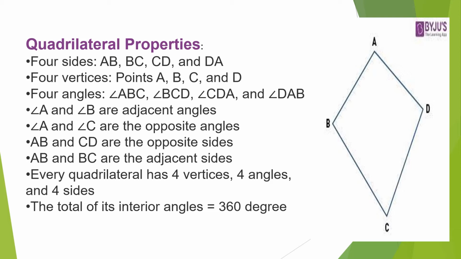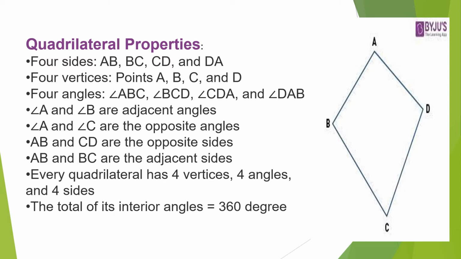Totally, there are 4 pairs of adjacent sides in a quadrilateral. Which are they? Side AB and side BC, side BC and side CD, side CD and side AD, side AD and side AB are the 4 pairs of adjacent sides.